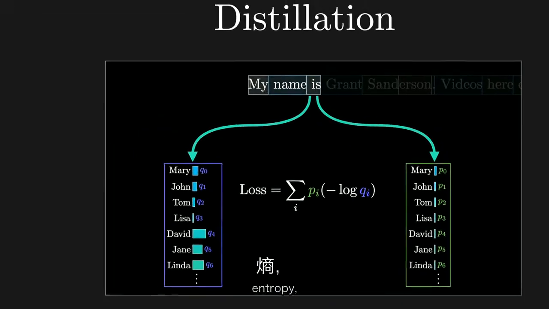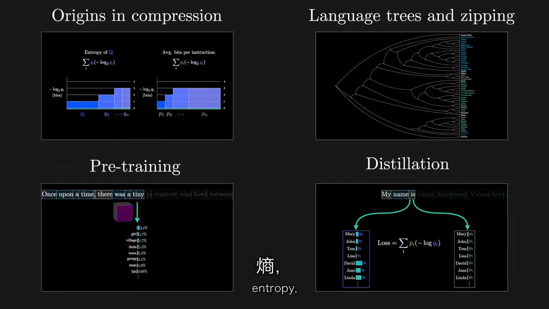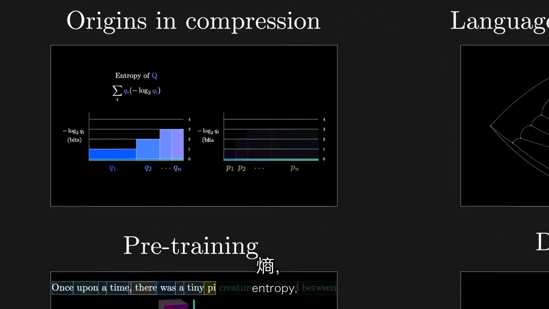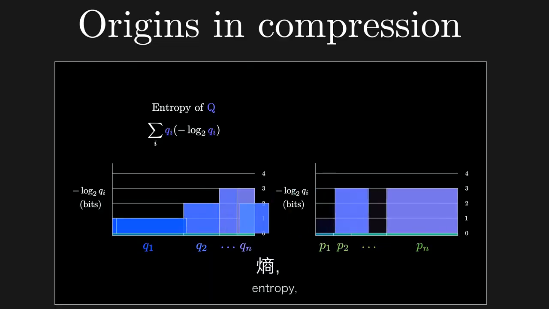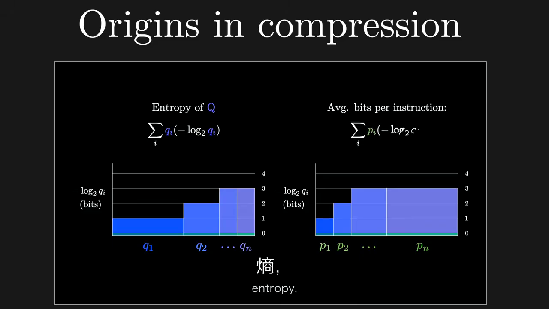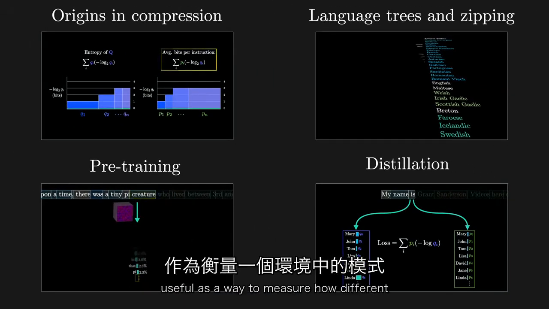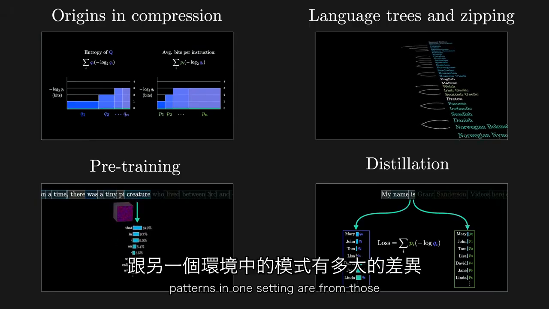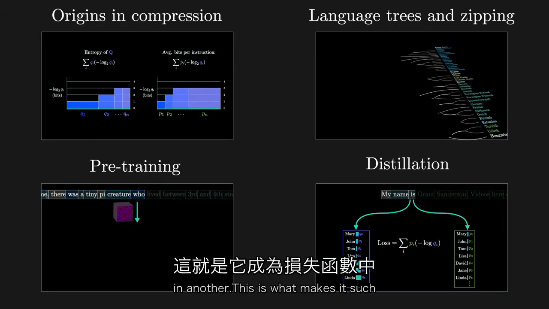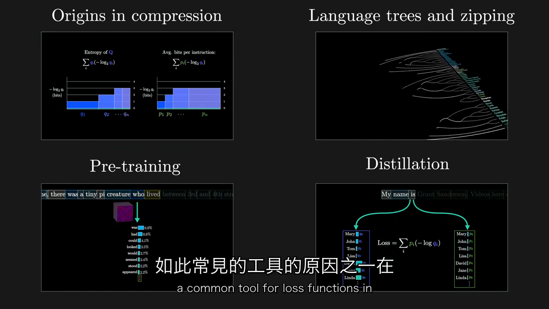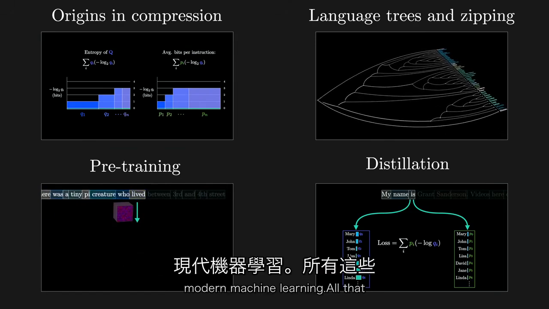I think now is a good time to zoom out and look over everything we've built up. In the first half, in the context of compression, cross-entropy arose very naturally just by asking how well a compression scheme optimized for one setting performs in another. The mild surprise is that this idea turns out to be much more generally useful as a way to measure how different patterns in one setting are from those in another. This is what makes it such a common tool for loss functions in modern machine learning.